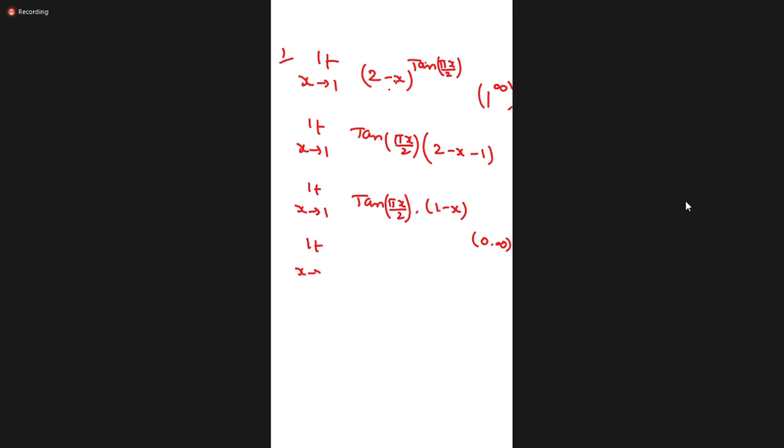So what to do? We have to write tan as 1 by cot. Now write x value, and you will get 0 by 0 form. 0 by 0 means what to do? L'Hospital rule you have to apply. So numerator derivative 0 minus 1, denominator: 1 minus x derivative is minus 1, and cot derivative is minus cosecant square pi x by 2 into pi by 2.